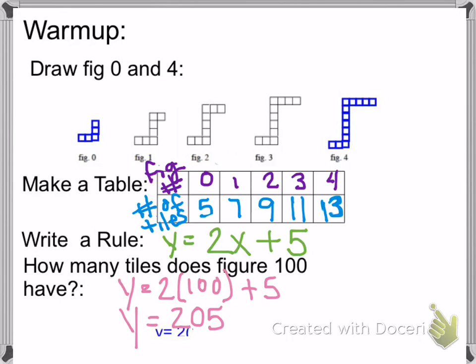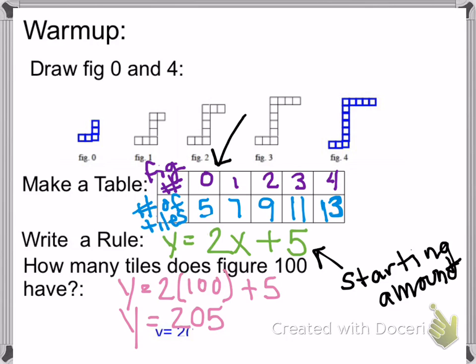Before we get on to our activity, I want to point out a few things that will make this activity go a little bit more smoothly. If you take a look at this 5 right here, that 5 has reference back to our starting amount with the number of tiles in figure 0. That's going to come in handy. So let's write that down. This is our starting amount. Make sure to reference back to figure 0.